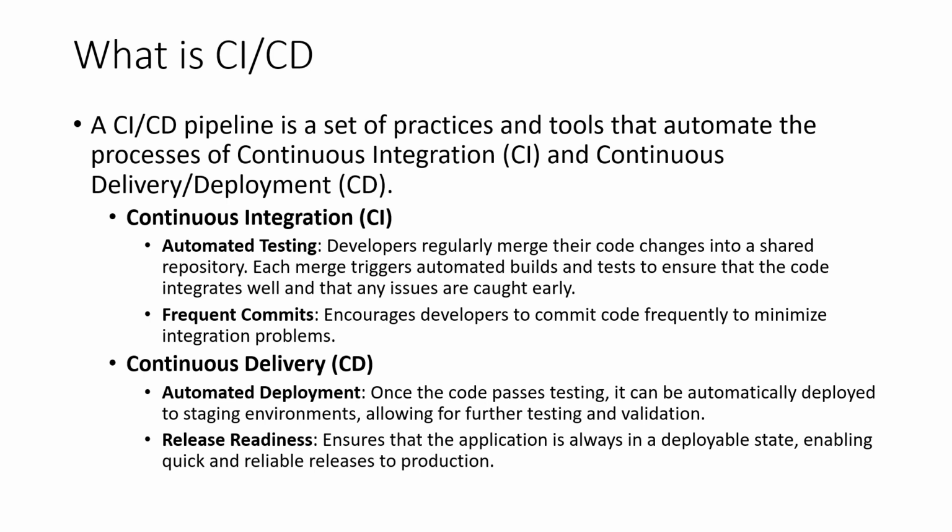If it is not passed, it should be reverted back to the developer, and it should notify that we are getting some errors in these many lines. Please check and commit it back. It should send a notification also. So all this will be automated, without any human intervention.